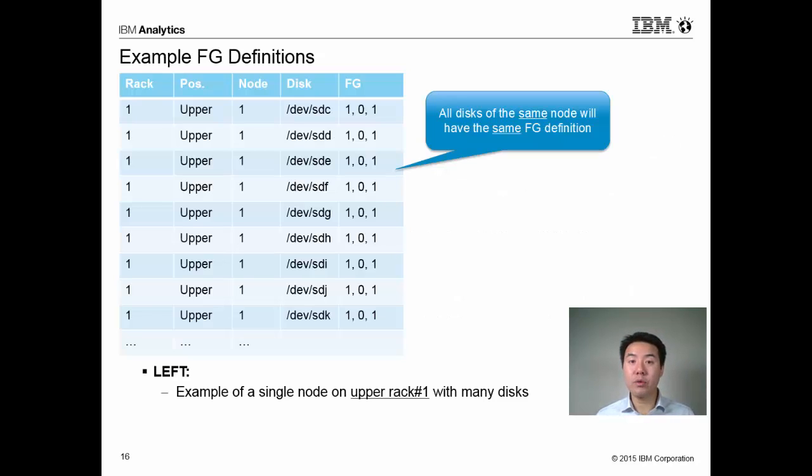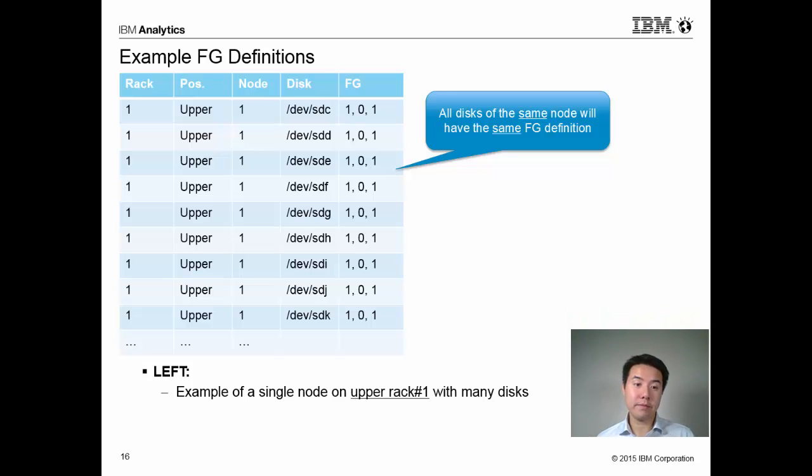So now let's look at the lowest level of detail of how we're going to configure our GPFS cluster. Let's say that I've got a node with 12 data disks, and those disks are available to us on /dev/SDC through SDK. Because all of these drives belong to the same node, and if that node goes down, all of them become unavailable, they're going to have the same failure group definition, in this case 101. So you see every drive has the failure group 101.